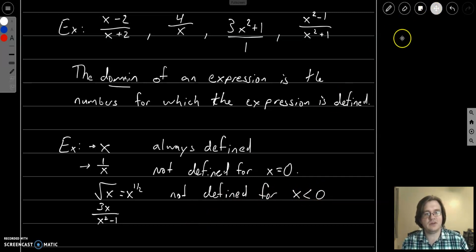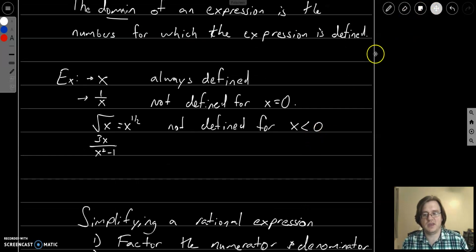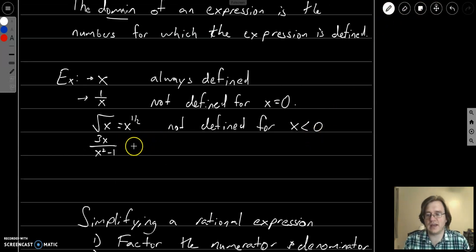And then this last one, we've got a little bit of work to do. This is 3x divided by x squared minus 1. So again, the only way that this isn't defined is when we're dividing by 0. So we can't divide by 0. So the question is, when is this bottom fraction 0? Or when is the denominator 0? So we've got to do a little bit of scratch work off to the side. I need to know when this is equal to 0.